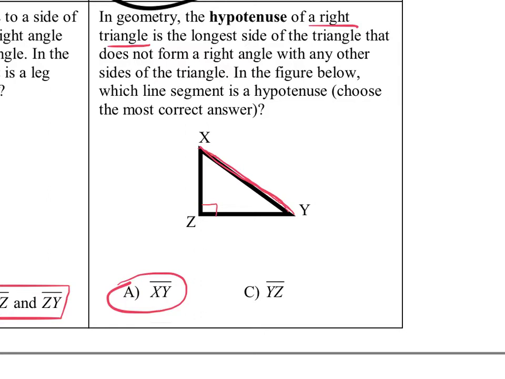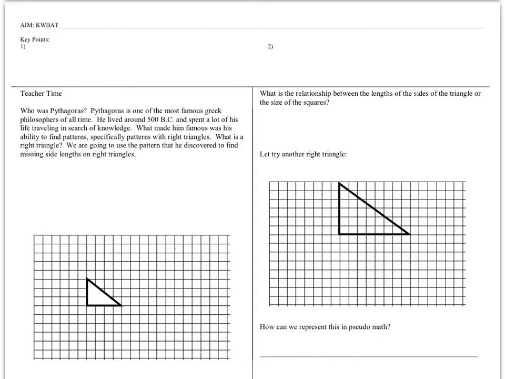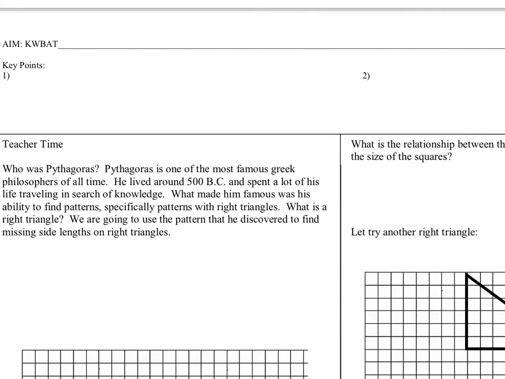All right, let's move on to our classwork. So our aim for today is to use some of this information that we have just learned, and we're going to be talking about right triangles. Specifically, we are going to be able to find the length of a right triangle's hypotenuse, the hypotenuse that belongs to a right triangle.